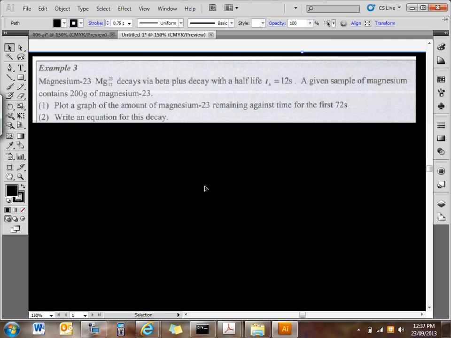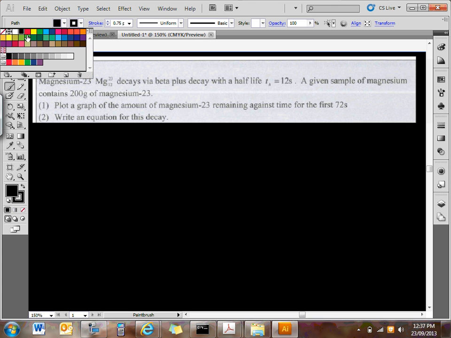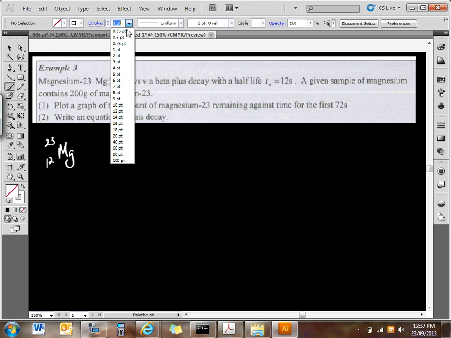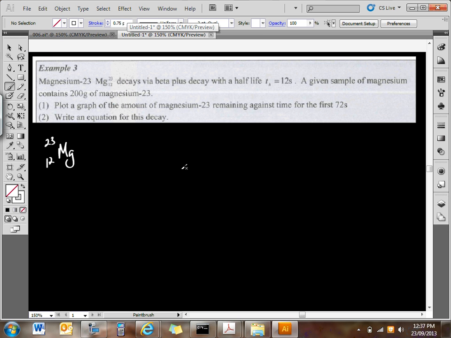Magnesium-23, 23, 12 Mg, magnesium, decays via beta plus decay with a half-life of 12 seconds. A given sample of magnesium contains 200 grams of magnesium-23. Plot a graph, write an equation. Have a go at this, please.